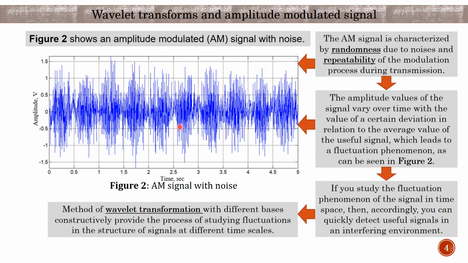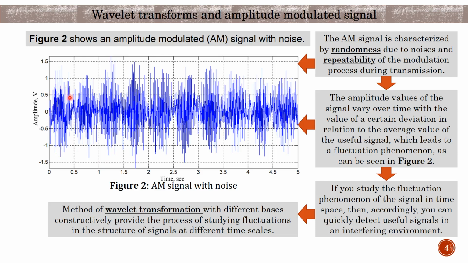The amplitude modulated signal is characterized by randomness due to noises and repeatability of the modulation process during transmission. The values of amplitude of the signal change in time with a certain deviation in relation to the average value of the useful signal, which leads to fluctuation, as can be seen in figure 2.